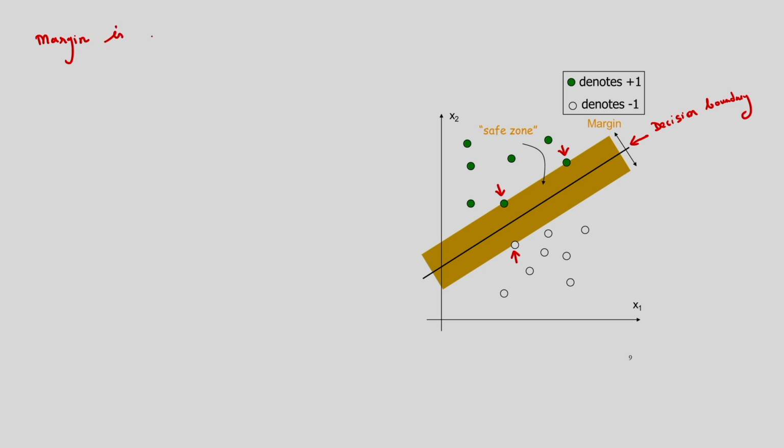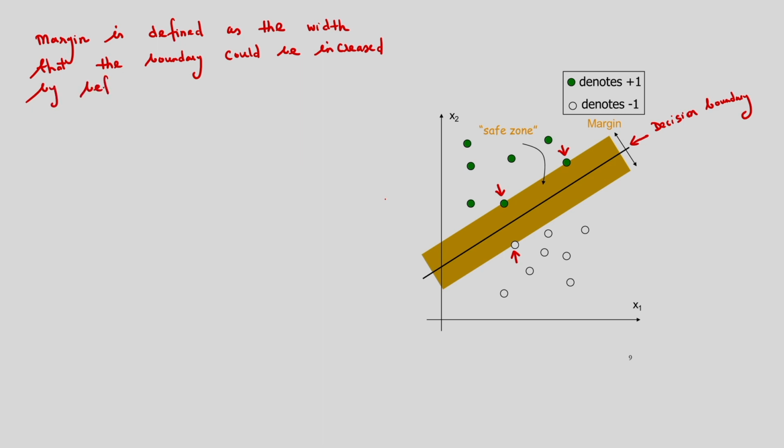The margin is defined as the width that the boundary could be increased by before hitting a data point.